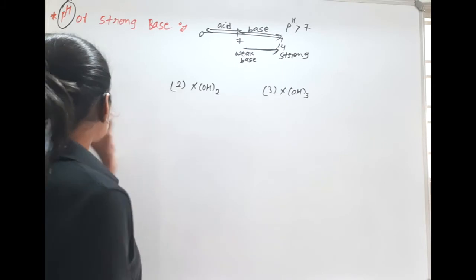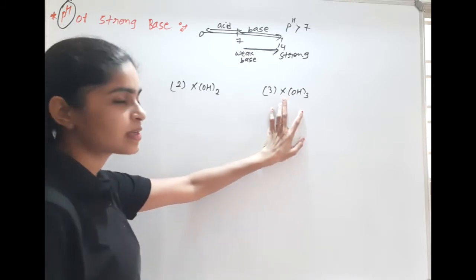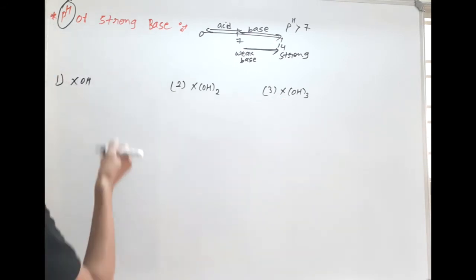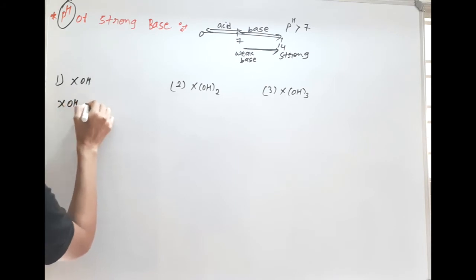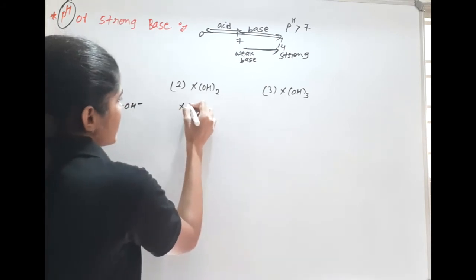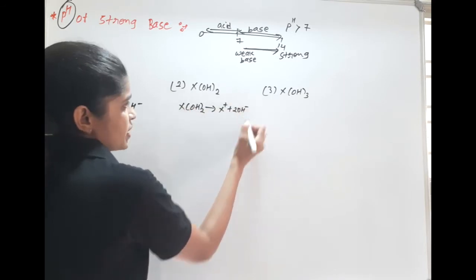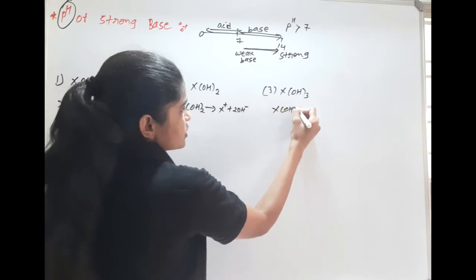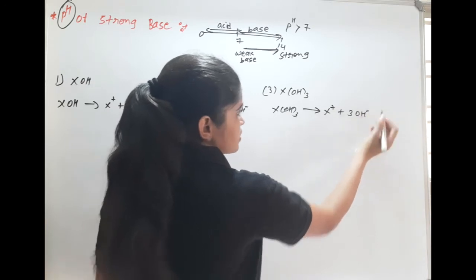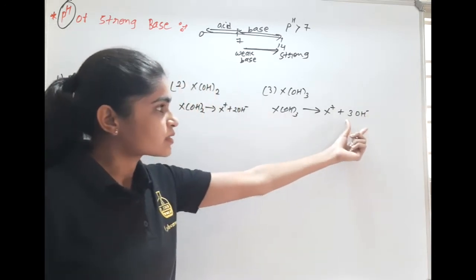Next, for example, consider XOH, X(OH)2 and X(OH)3, where X is a metal atom. XOH dissociates into X+ and OH-. Similarly, X(OH)2 dissociates into X2+ and 2 OH-, and X(OH)3 converts into X3+ and 3 OH-. That is, 1 OH-, 2 OH- and 3 OH-.